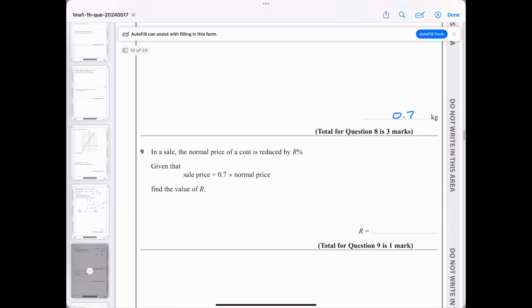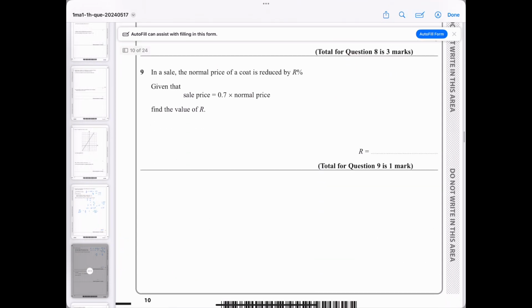Right. Let's have a little look at this. So in a sale, the normal price of a coat is reduced by R%. Given that the sale price equals 0.7 times the normal price, find the value of R. So it's reduced by 30%.